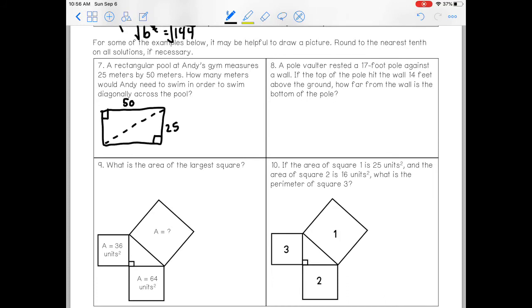So let's cross out part of the triangle. Let's not work with this side. We'll just work on this side. So 25 can also be on this side. So we have a right triangle of 50 on one side, 25 on the other.